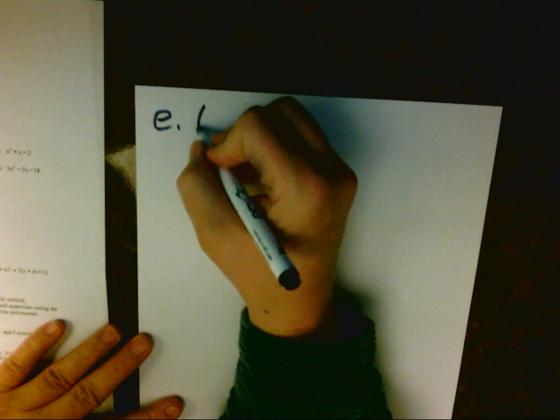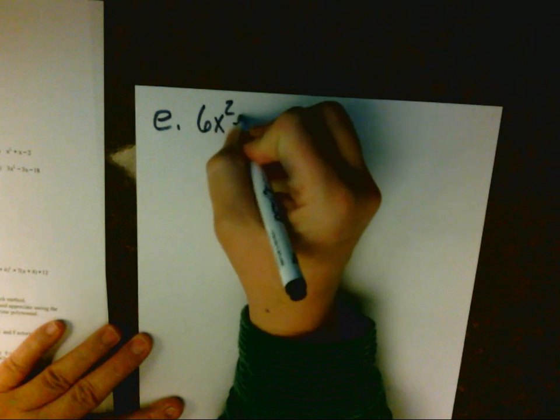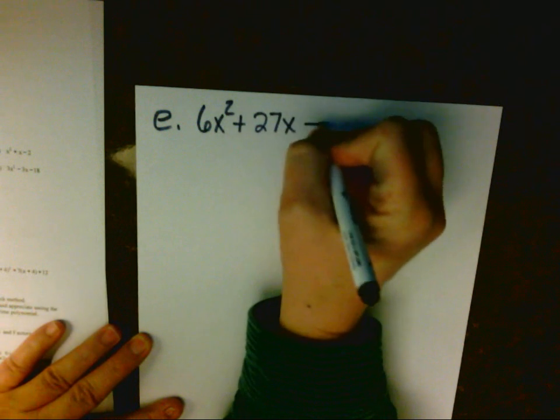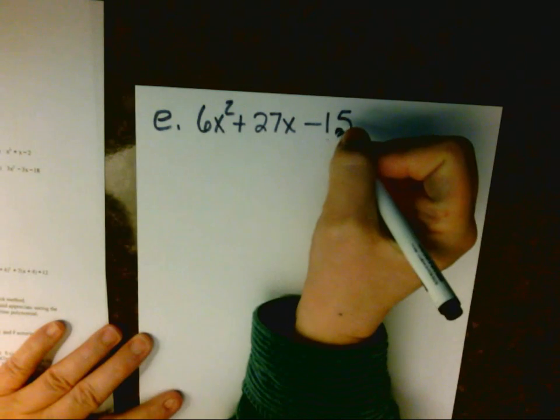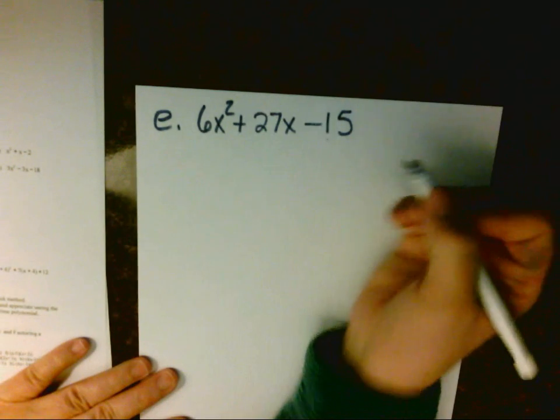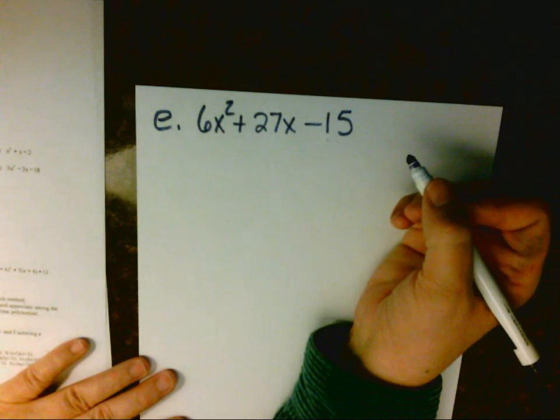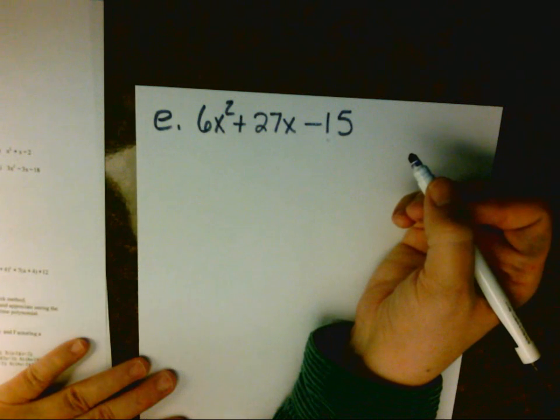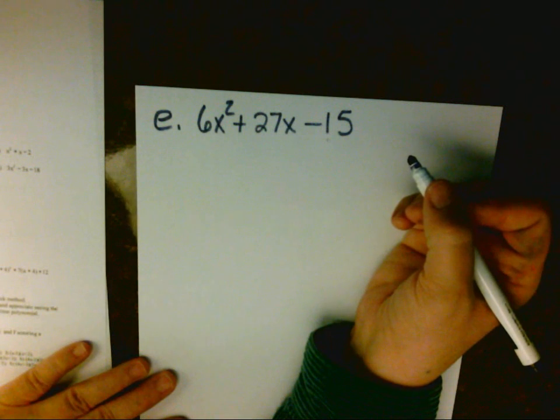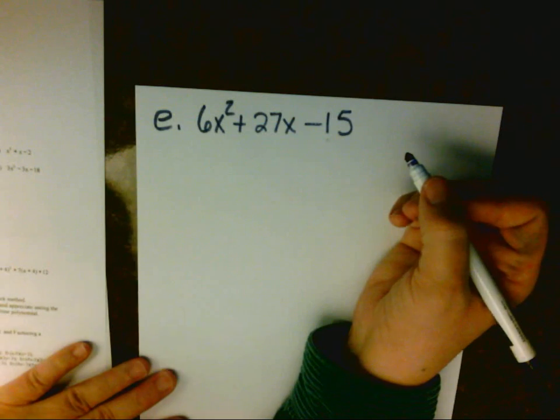Okay, 2e is 6x squared plus 27x minus 15. Any common factors? Will 3 go into everything? Hey, 3 will go into everything, won't it? Take out the 3.